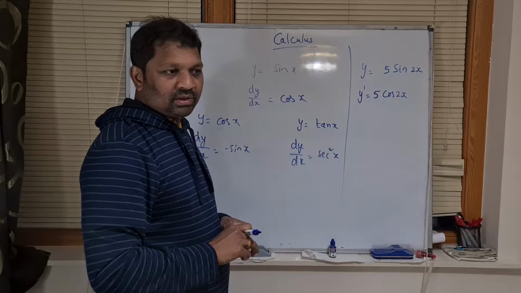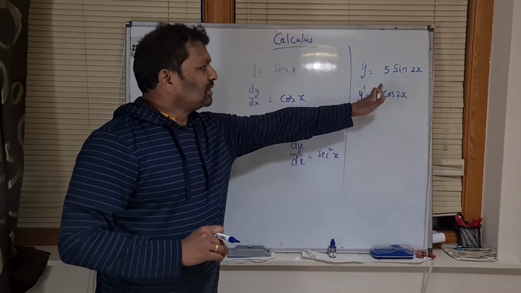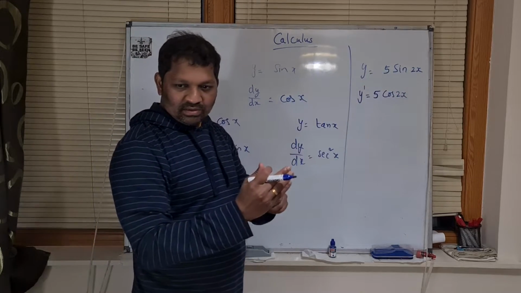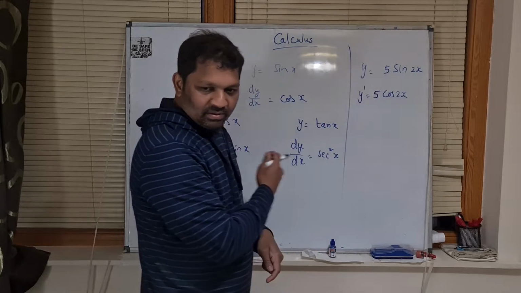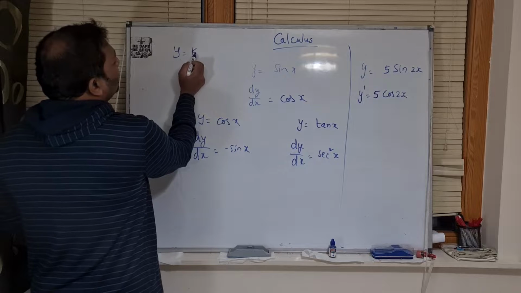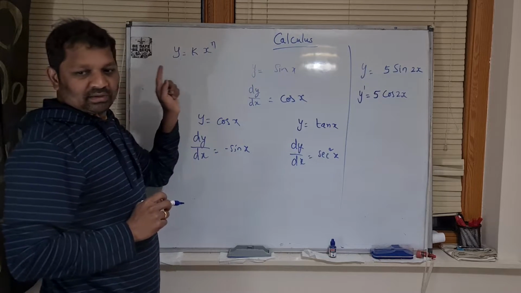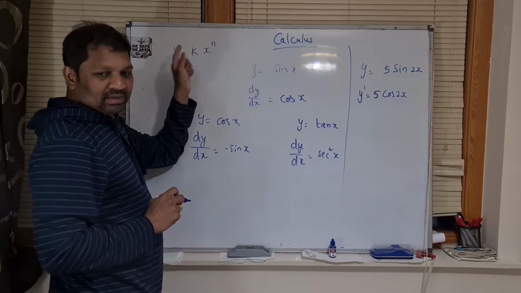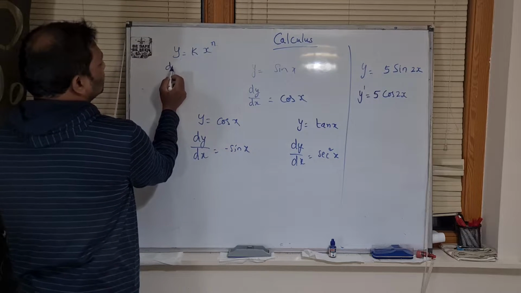Why not differentiate the 5? 5 is a constant. If there is some constant coefficient which is multiplying this function, we put it aside to the left. You don't have to consider it. For example, y is equal to k into x to the power of n, where k is a constant and n is a constant. What is dy by dx?